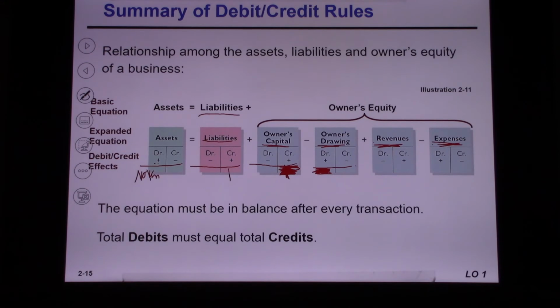Revenue: we have stated before, revenue has the same effect as owner's capital. So it increases on the credit side, decreases on the debit side, and the normal balance is on the increase side, which is the credit side. Expenses is the opposite of revenue. It will increase here on the debit side and decrease on the credit side, and the normal balance will be on the increase or the debit side. In this case, the debit side.